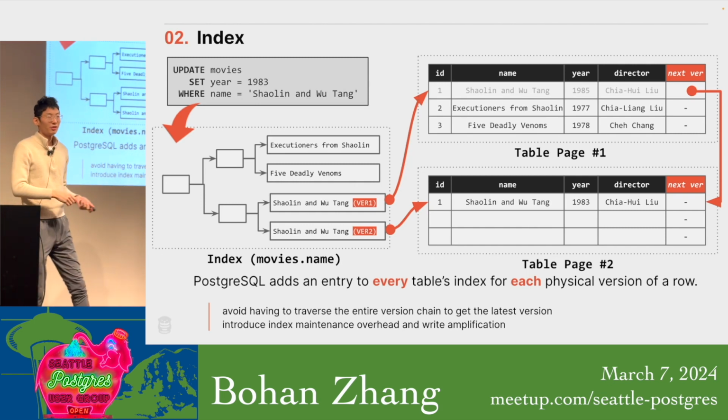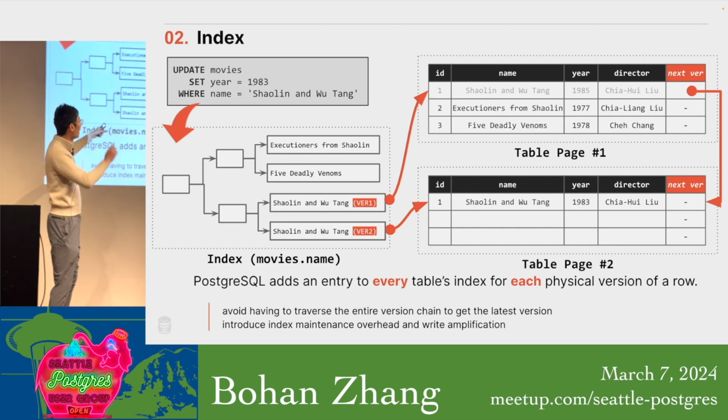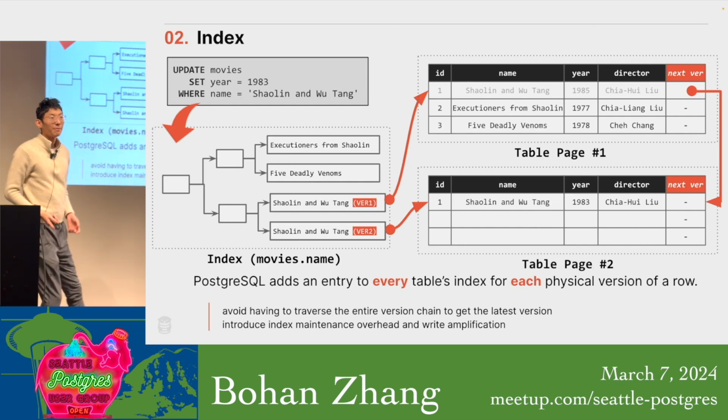In this way, you can avoid traversing the version chain, but there is overhead in maintaining the indexes. For each physical version of a row, Postgres needs to add an entry to the table's indexes. In this example, there is an index on the movie name, so when you update the row in this table, you add an entry in this index. But if you have multiple indexes, like 5 or 10 indexes, you need to add an entry for all of the indexes. So this introduces additional overhead.